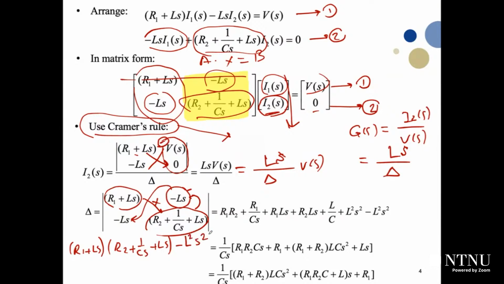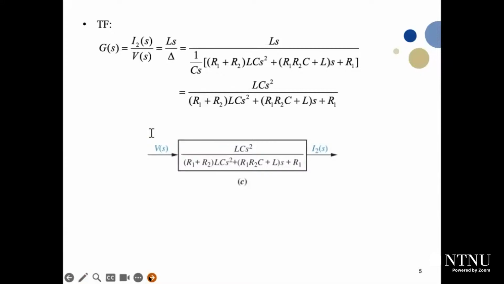So it will be like this one. Do this multiplication and try to simplify it to get this equation. Just find the transfer function. The transfer function will be I2 of S divided by V of S. So it will be LS divided by delta. So it will be LS divided by that part.